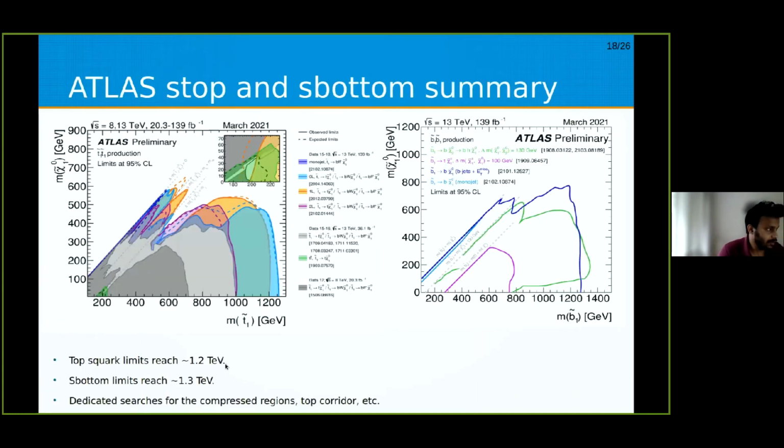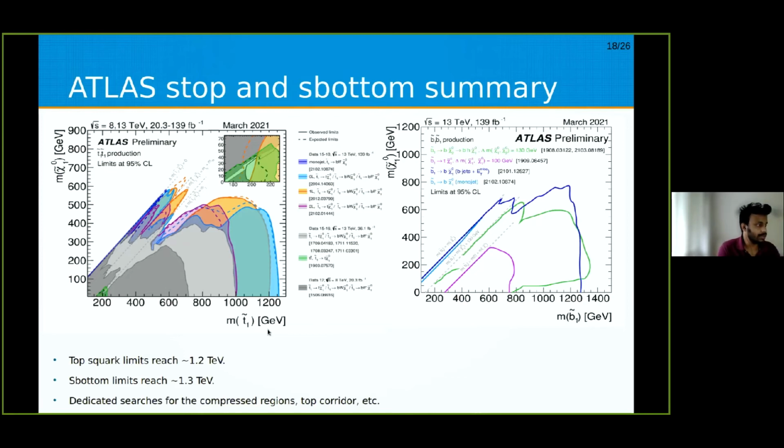Okay, I'm moving on to my summary. This is the ATLAS stop and S bottom search summary. You see there are lots of curves overlaid here. I don't have the time to go into the details, but basically you have dedicated searches for each of these corridor regions, some of which I mentioned in my previous slides. And you have searches in different final states, 0 lepton, 1 lepton, etc. All of them combined give you the best possible limits that we have till now. And similarly for the S bottom case also.